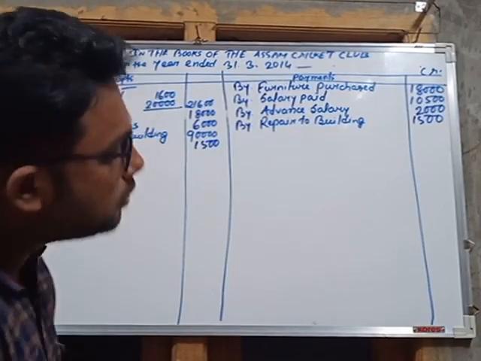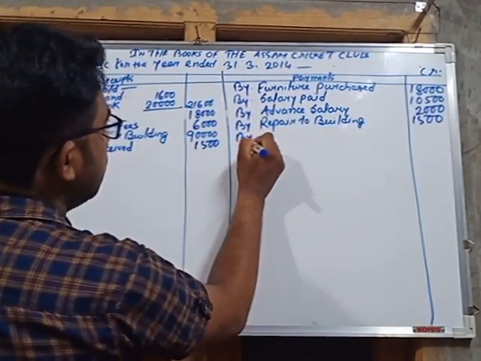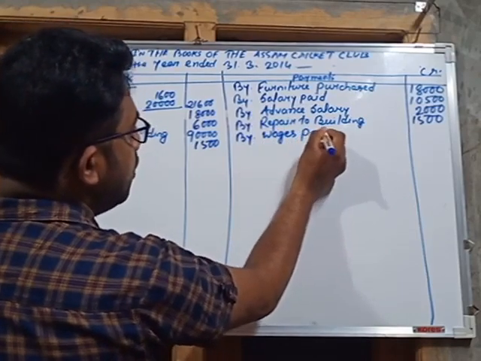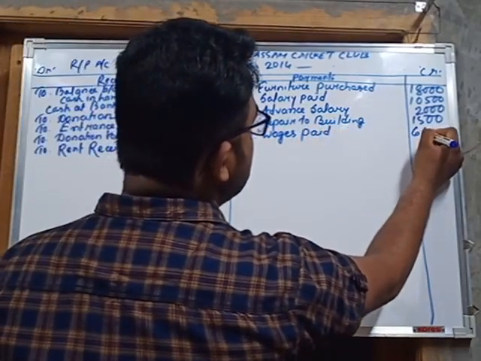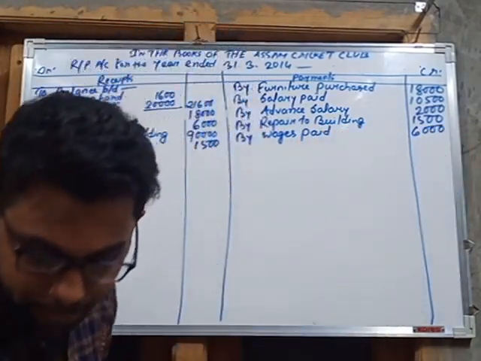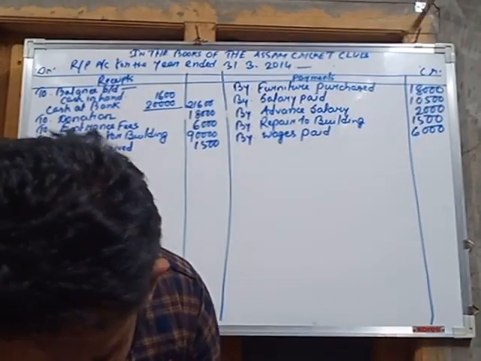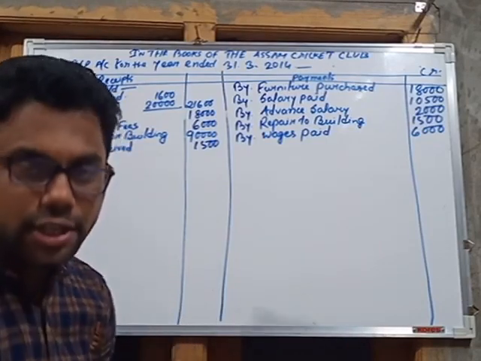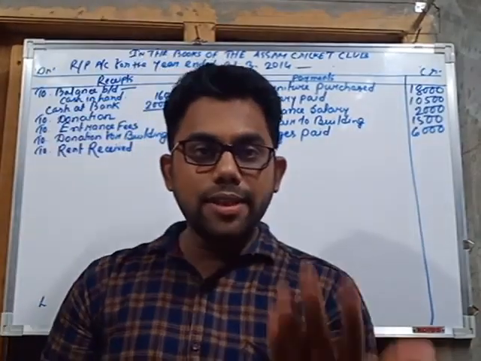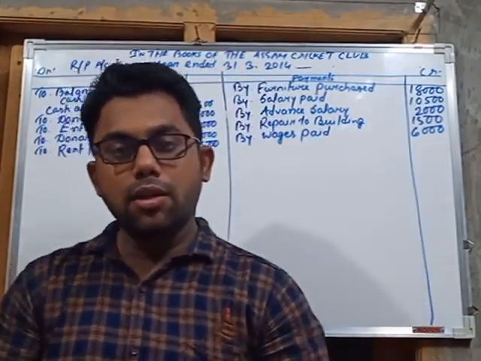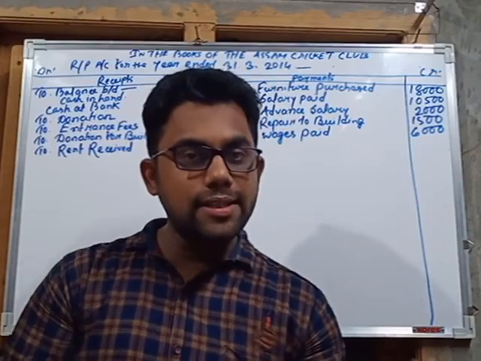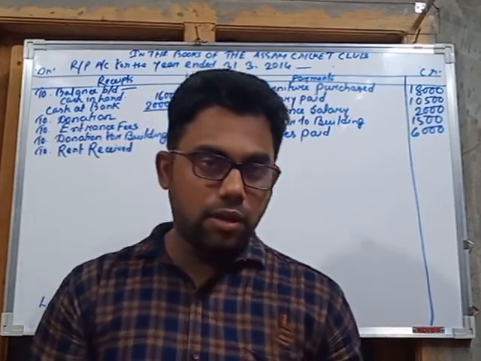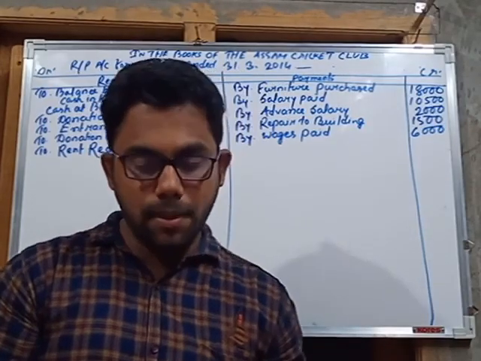Next, wages paid. It will come in the payment side, by wages paid, and the amount is rupees 6,000. Next, outstanding salaries. Will it come or not? No, because outstanding salaries are not paid yet, so it will not come in the receipts and payments account.